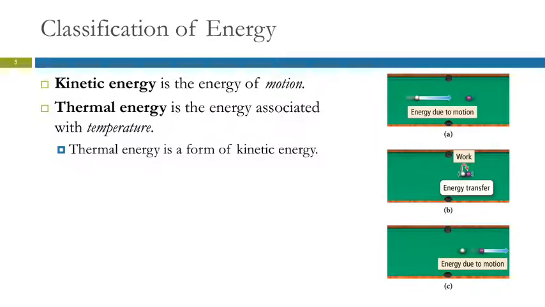There are different kinds of energy. Kinetic energy is the energy of motion. When something is in motion, it has energy. Thermal energy is a type of kinetic energy. It does have to do with motion. It's associated with temperature.